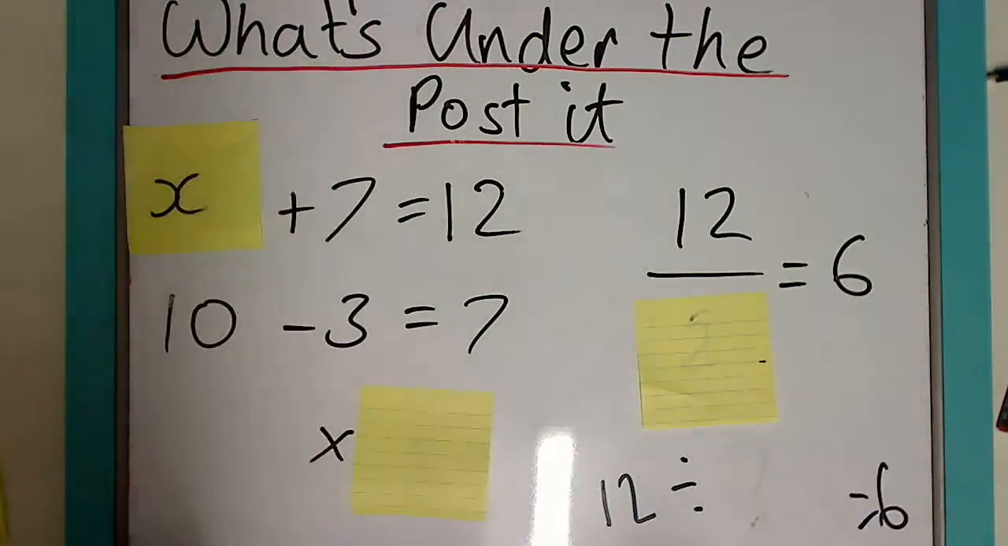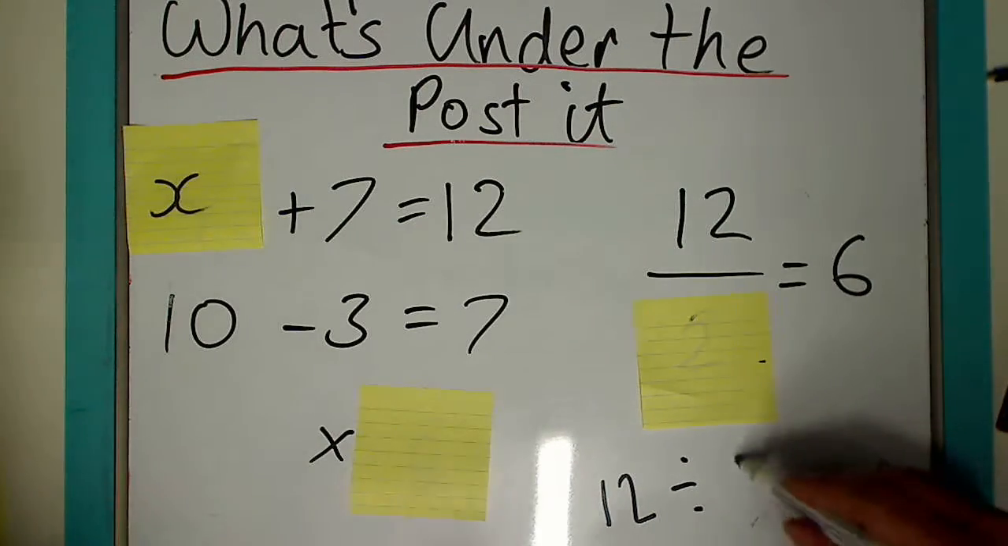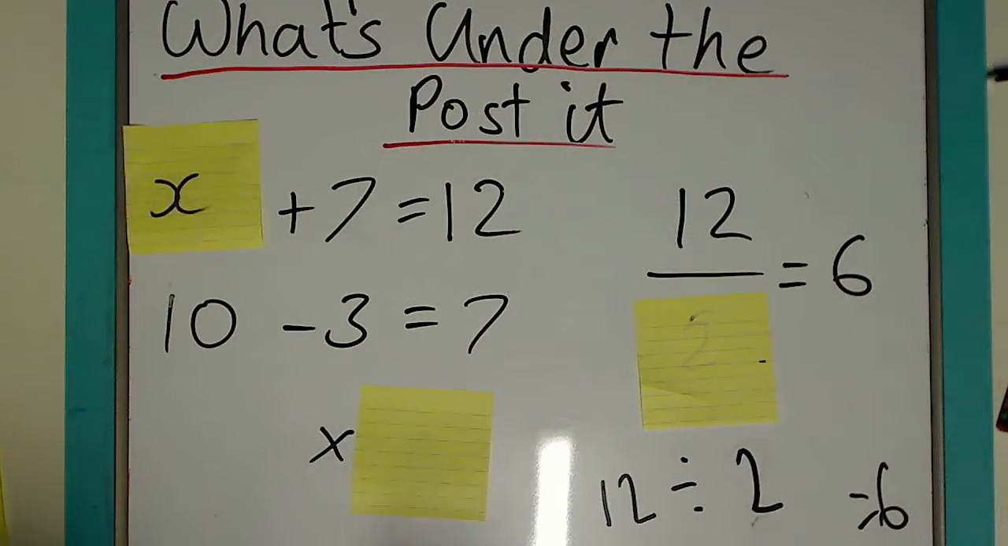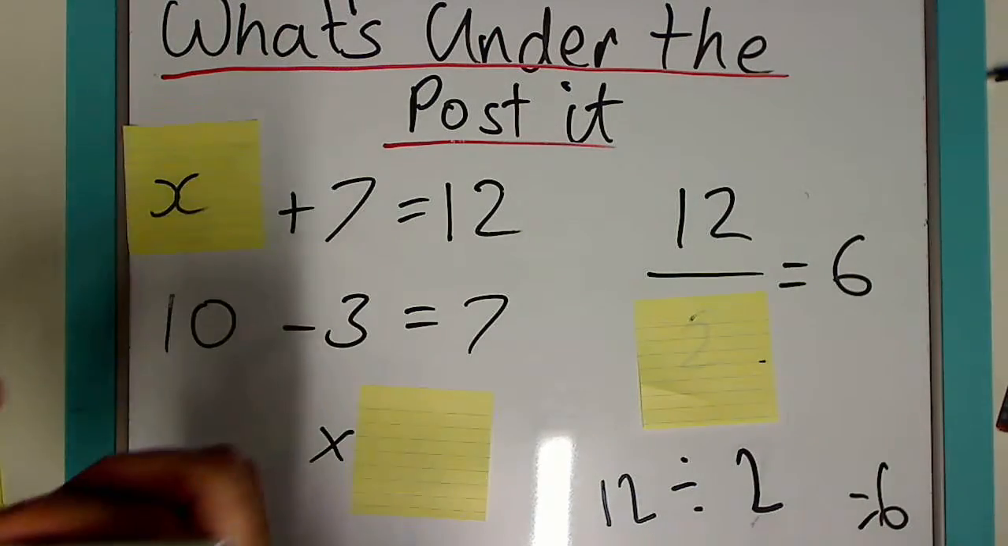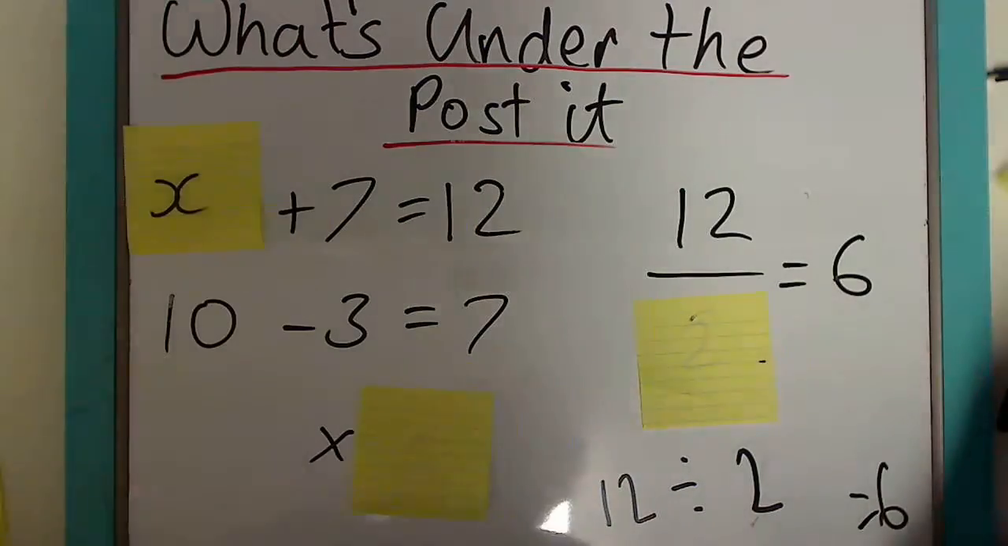So that's easy. So this is called what's under the Post-it. Is there another maths way of putting that? The maths way of putting it, and we do need to know it, is called sort of doing the inverse operation. Inverse operation, I know.